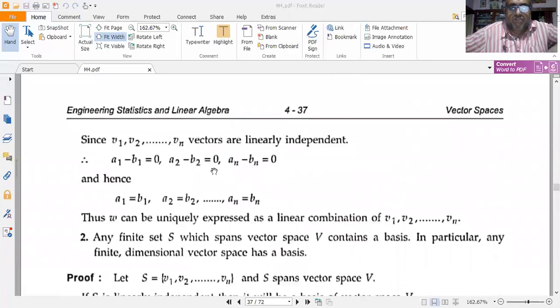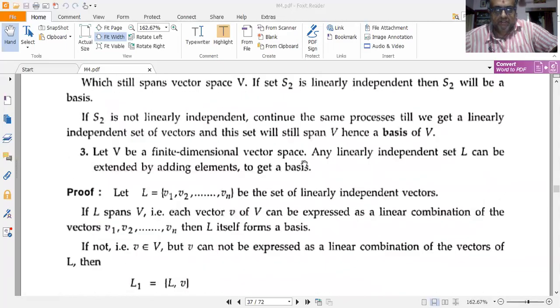But since v1, v2 up till vn are linearly independent, I should have a1 minus b1 equal to 0, a2 minus b2 equal to 0, etc., up to an minus bn equal to 0. Or I can write a1 equal to b1, a2 equal to b2, etc., up to an equal to bn. So that's why w can be uniquely expressed as a linear combination of v1, v2, etc., till vn. So this completes the proof of it.